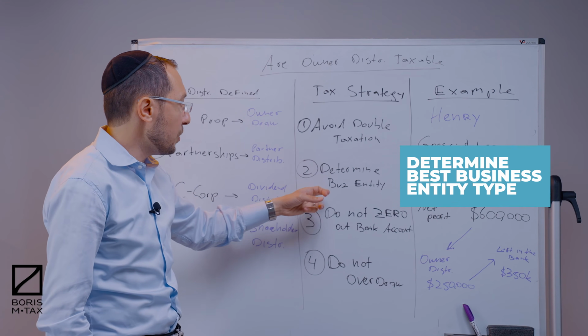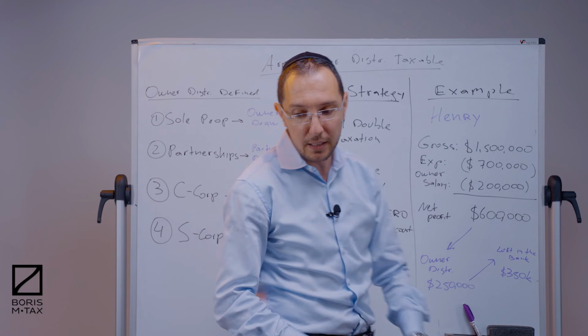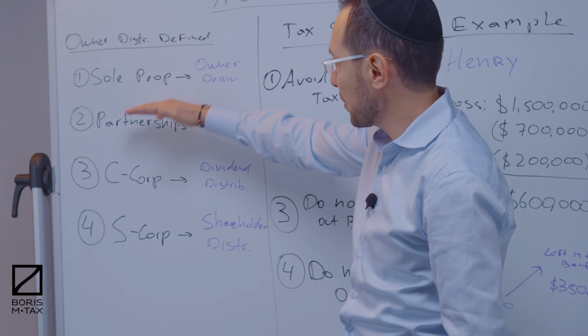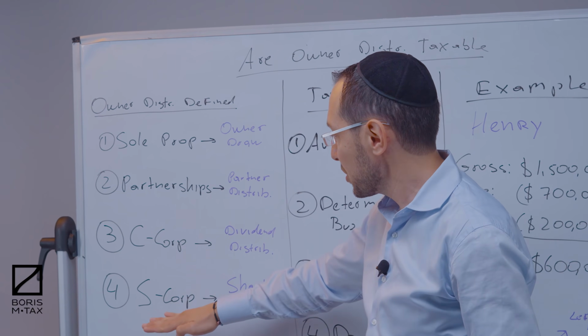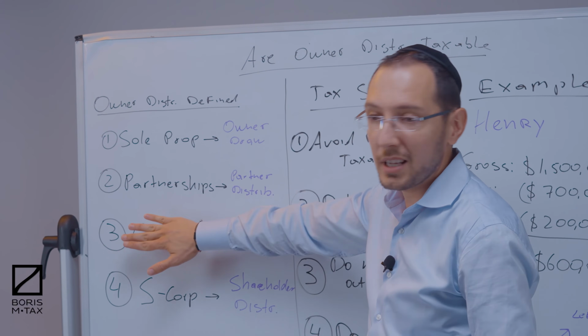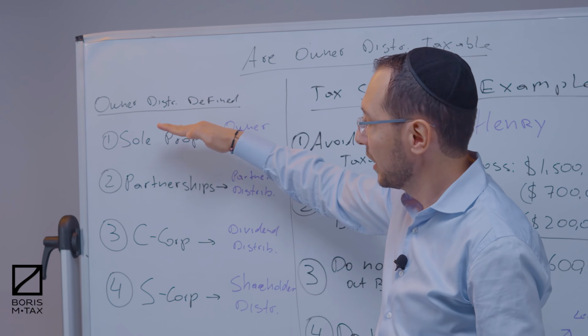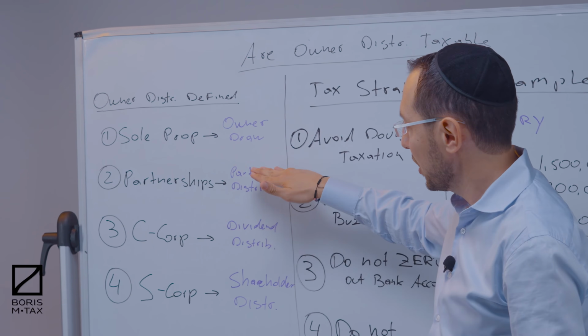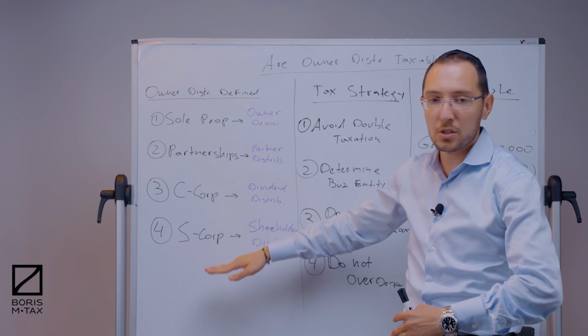Now, determine which is the best business entity type for you. Like I said, there's 3 types. Sole proprietorship, partnerships, if you have a partner, okay? And C corporations and S corporations. C corporations is not always the best. Now you've got to determine which one of these is good for you. Now, assuming you do not have a partner, do you need to be a sole proprietor, which is a single member LLC, or an S corporation?